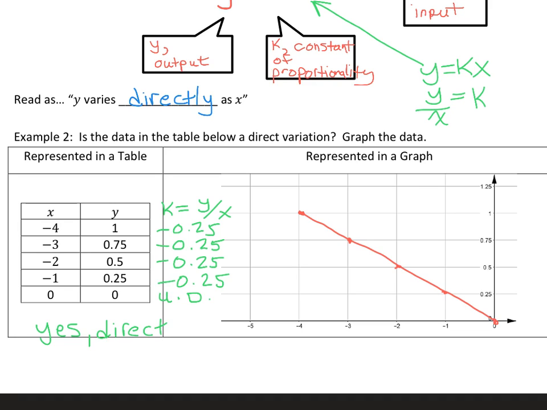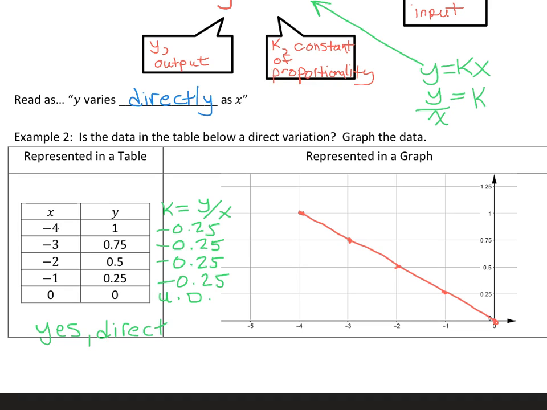Now, one thing I will note before we move on is that virtually every website out there, when talking about a direct variation, will describe it to the effect that when the input increases, the output increases. When the input decreases, the output decreases. In other words, they follow each other.